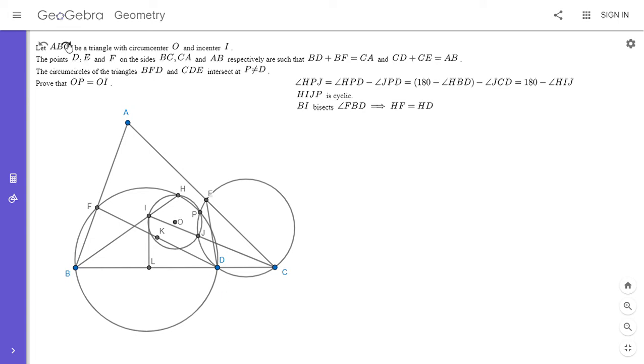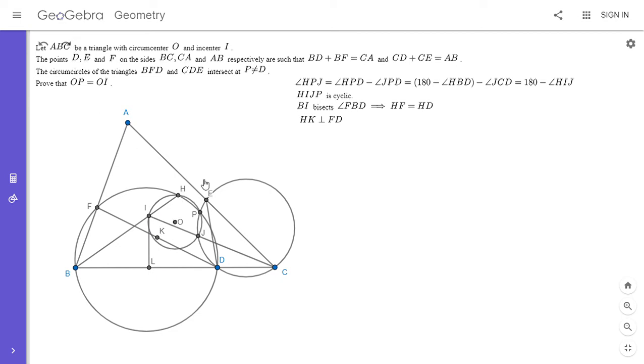So I'm going to write it out here. But actually, before I apply Ptolemy's theorem, I'm going to explain what I have in mind. I'll just show the next couple steps. I want to show that triangle HFK is similar to triangle IBL. That's not too hard to show.